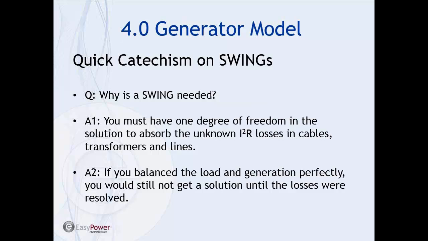So why is the swing needed? You must have 1 degree of freedom in the solution to absorb the unknown I squared R losses in cables, transformers, and lines. You know, if you actually built your case and you balance load and generation perfectly so that your load, let's total this up to 20 megawatts and your generation is perfectly at 20 megawatts, you would still not get a solution until the losses were resolved. And the only thing in the system that can resolve those losses would be a swing bus.